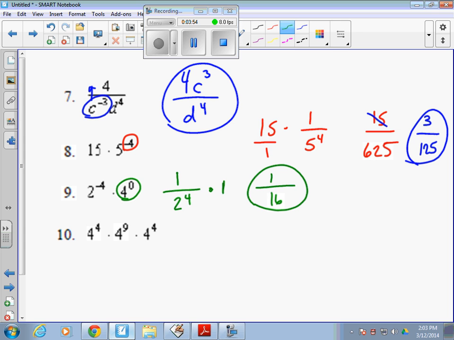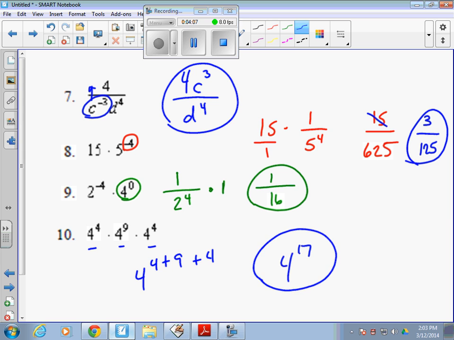All of these bases are the same for number 10, 4, 4, and 4. So add the exponents: 4 plus 9 plus 4. We know 4 and 9 is 13 plus 1 more 4, 4 to the 17th power. We'll leave this one in exponential form.